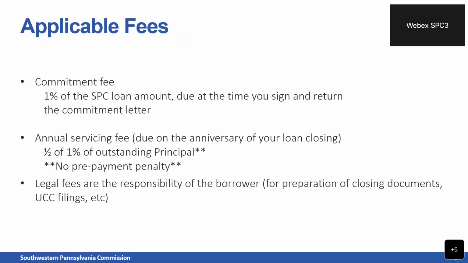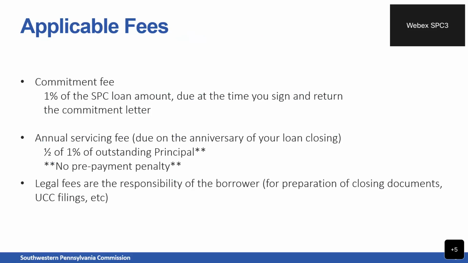And then finally, the legal fees are the responsibility of the borrower for the preparation of the closing documents, UCC filings, etc. This third bullet I really want to highlight because we have taken steps to try to cut into these fees as much as possible and make our loan program as affordable as possible. If you are taking a loan that is funded by one of our internal revolving loan funds, we asked our counsel to give us loan template closing documents to use specifically for those types of loans. So we now prepare the loan closing documents for our internal revolving loan fund loans in-house, okay?